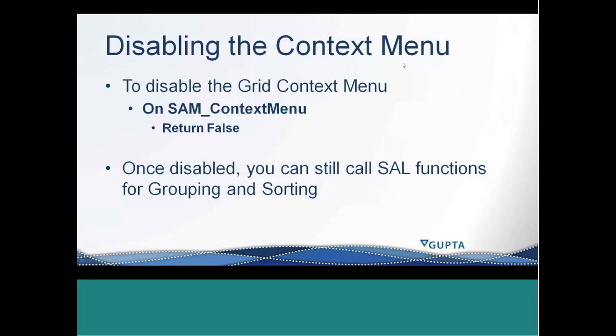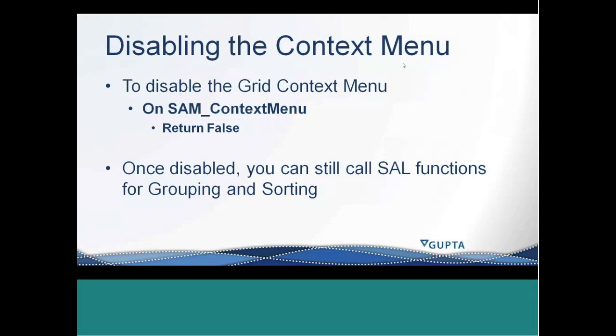Now let's say that your end user doesn't like the context menu, or you as a developer don't want to give your user, or you can't give your user, all that functionality. We give you the option to disable the context menu. So when the user right-clicks on the grid, you won't see that menu anymore. All you have to do is return false in the on-context-menu message for the grid, and that context menu will be disabled.